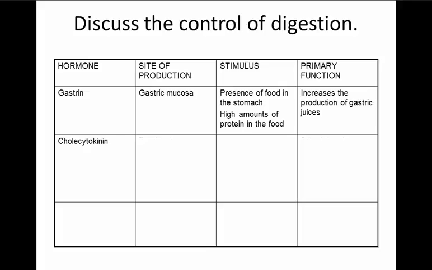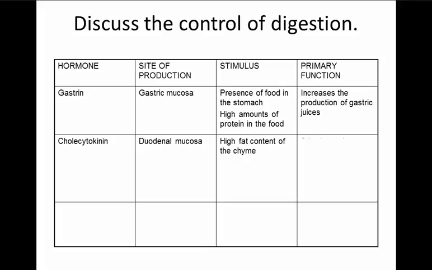Cholecystokinin. The site of production of this hormone is the duodenal mucosa. So the mucosal layer of the duodenum, that initial portion of the small intestine. The stimulus is high fat content within the chyme that is coming out of the stomach.